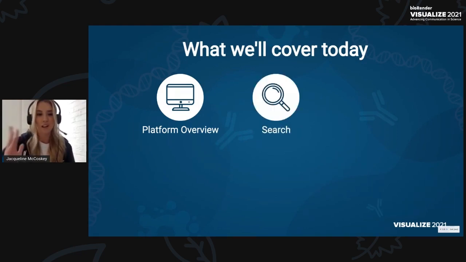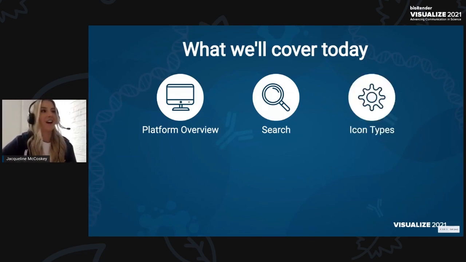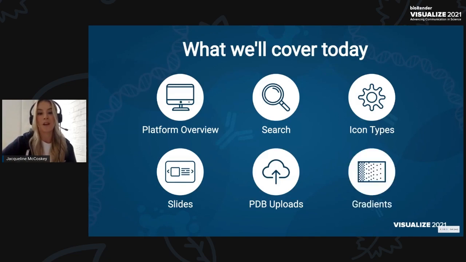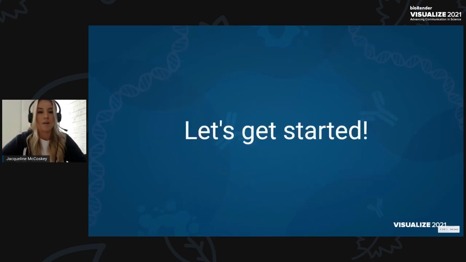We'll search the icon library. This is always really fun because there's so many different icons. I always have a really fun time doing this. We'll go through our icon types because we do have a few different types. And then we'll go through our newly launched slides feature, as well as our highly requested new PDB upload. And then lastly, we'll get into some fun little design tips on how to use gradients to make your story a little bit more impactful. All right, and now we can get started.